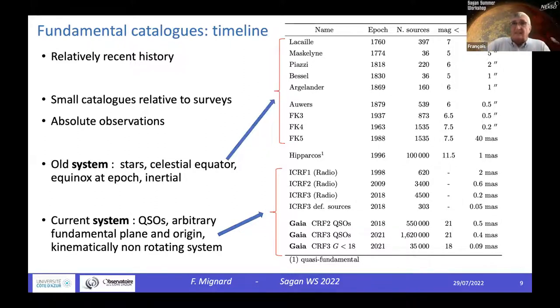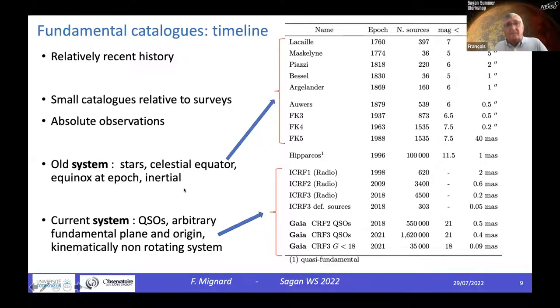But starting in the late 18th century, 19th century, there was a difference between survey catalogs, trying to collect as many stellar sources as possible in a single catalog with positions, and small catalogs called fundamental catalogs, which are used to materialize the reference frame in the sense I've been discussing today.